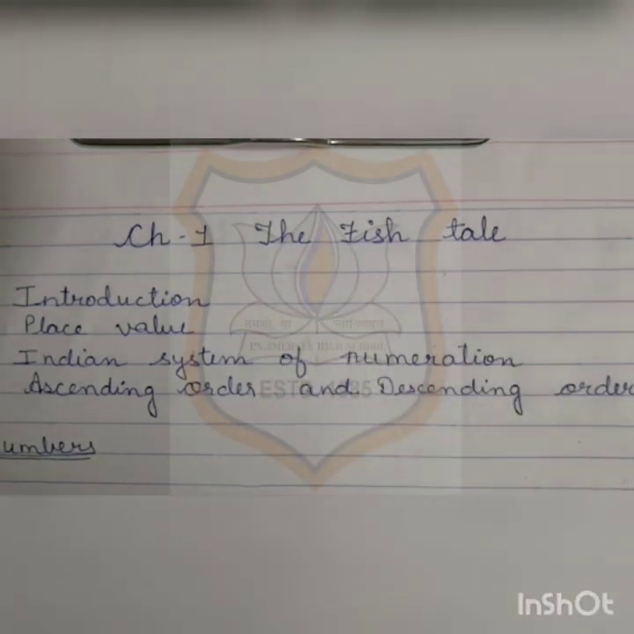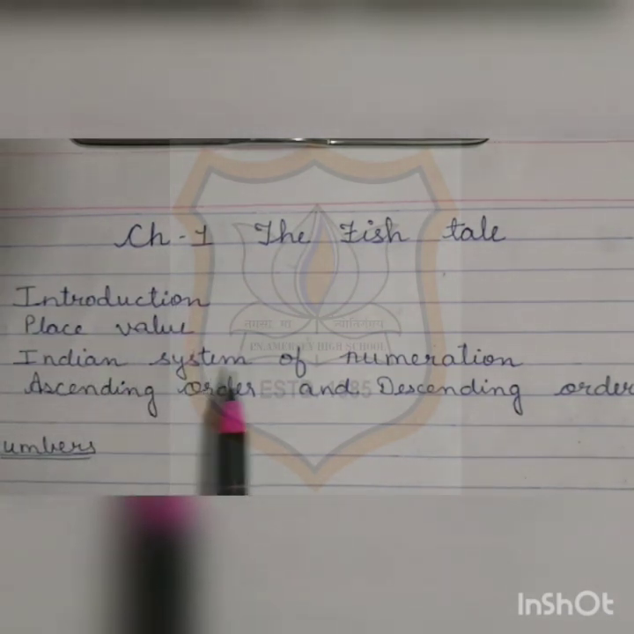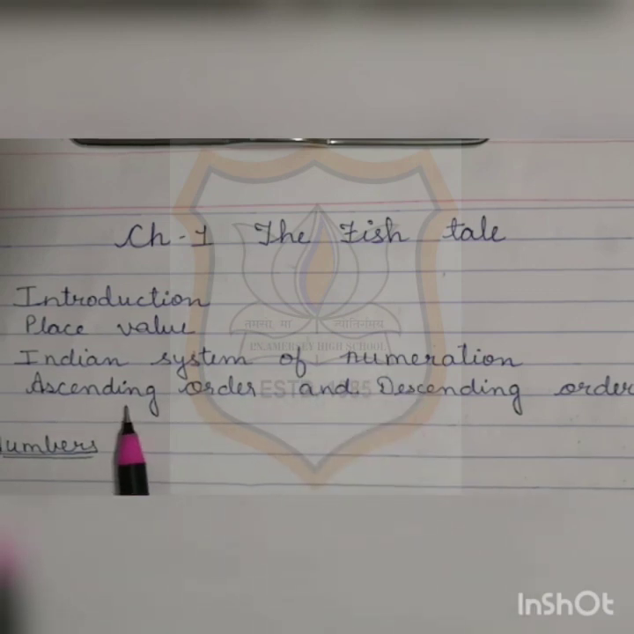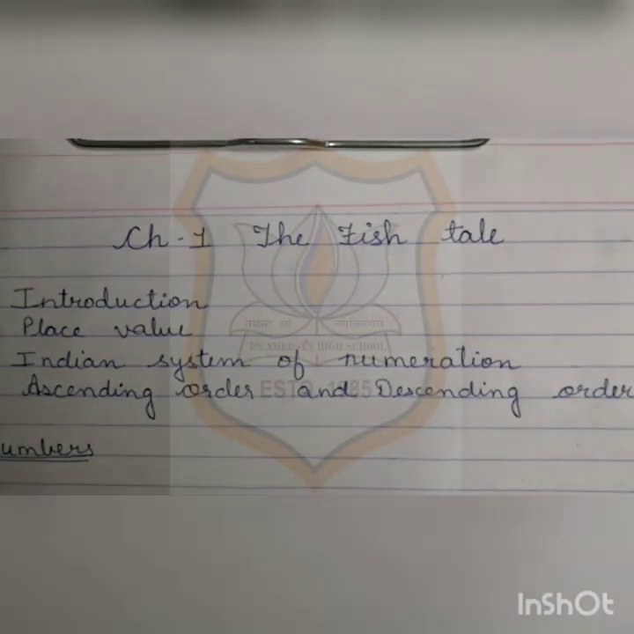This chapter will be completed in some parts. In this video, we will go through some topics like introduction, place value, Indian system of numeration, ascending order and descending order. In this chapter, we will learn about large numbers. Students, you must have learnt 3 and 4 digit numbers in standard 4. In this chapter, we are going to learn to write 5, 6, 7 digit numbers.